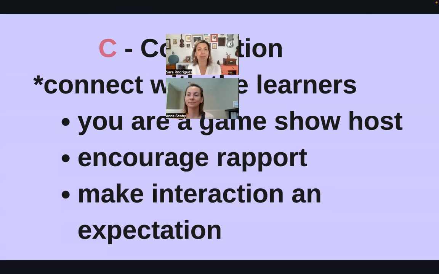But because of that, it means that you are actually in control of quite a few things. One of which is the positive energy. So you can encourage that energy and you can encourage a rapport with the learners, between you and the learners and with each other. And we talked about, get to your training 15 minutes early and talk to your learners. Also make interaction an expectation.